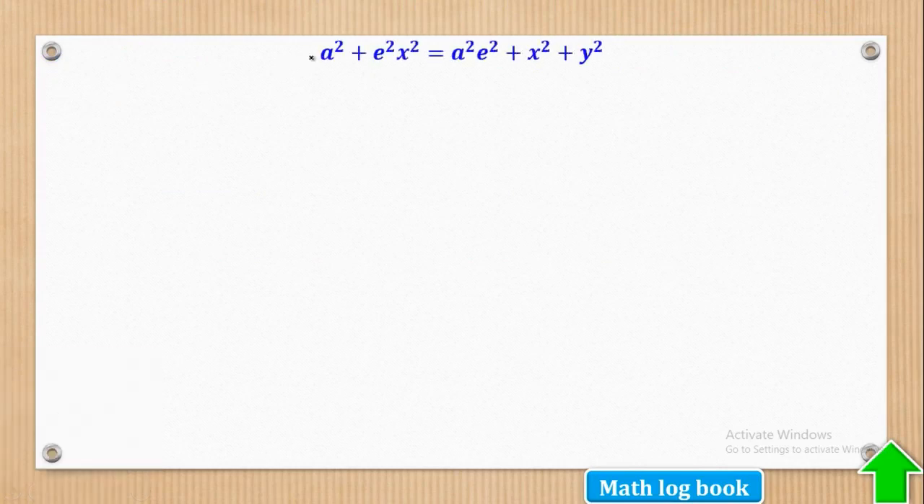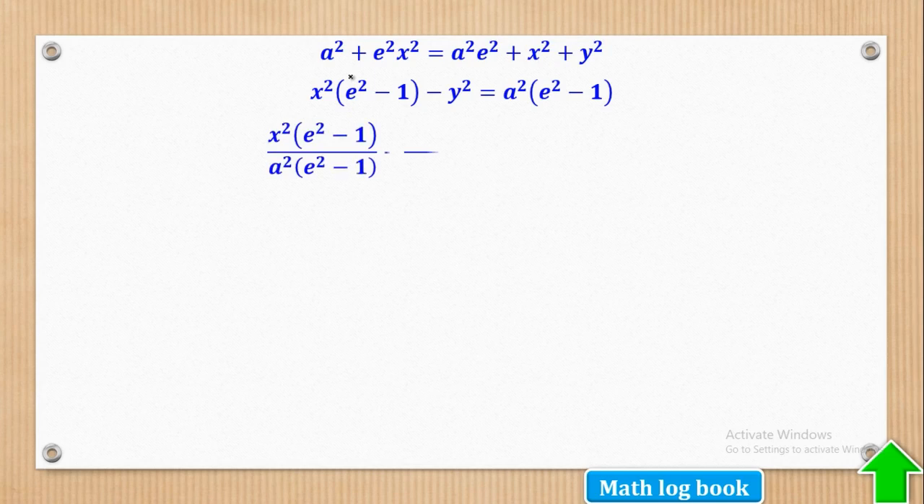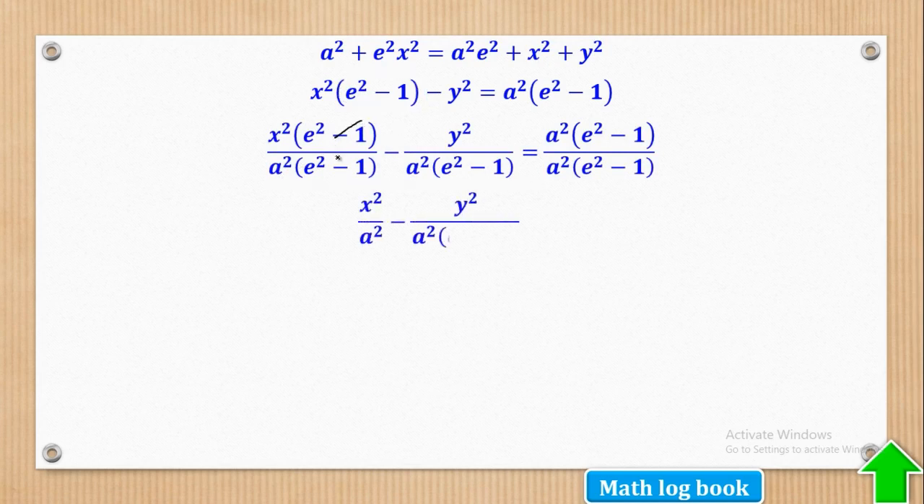So simplifying gives you that, and collecting like terms gives you that. Now I'm going to divide throughout by e squared minus 1 to give you this step. Then when I cancel out this and this, this and this, and this and this, I remain with 1 here. Here I remain with only x squared over a squared, and here I remain with the whole of it.